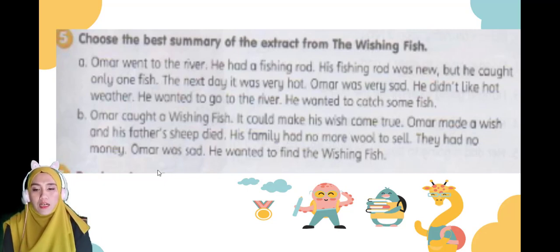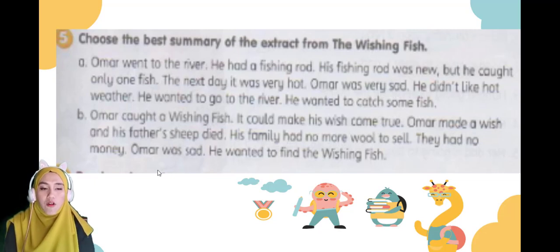Omar caught a wishing fish. It could make his wish come true. Omar made a wish and his father's sheep died. His family had no more wool to sell. They had no money. Omar was sad. He wanted to find the wishing fish.